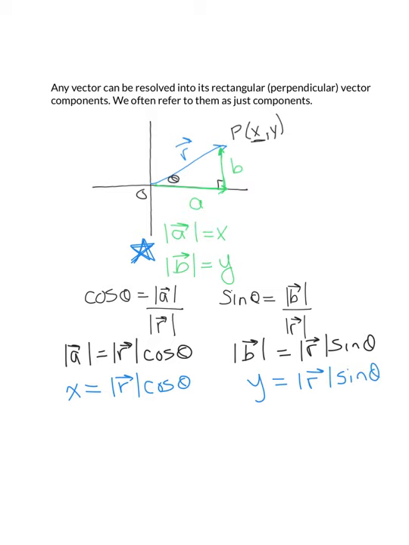So after all of that, I am just able to say that my resultant r broken up into components is equal to the magnitude of r cos theta, comma, the magnitude of r sine theta.